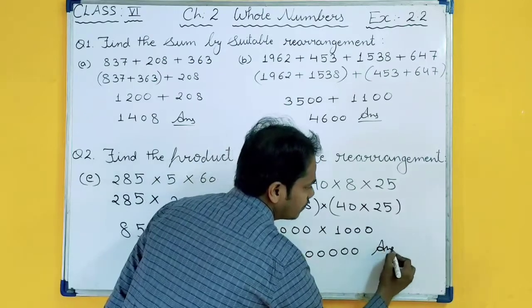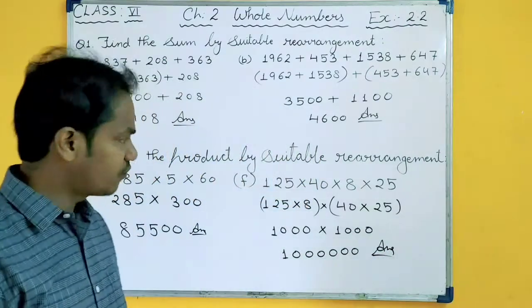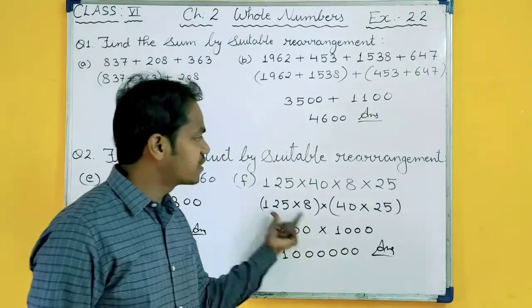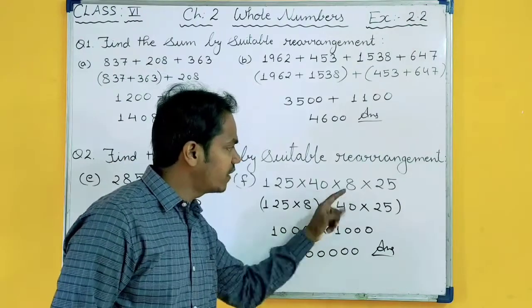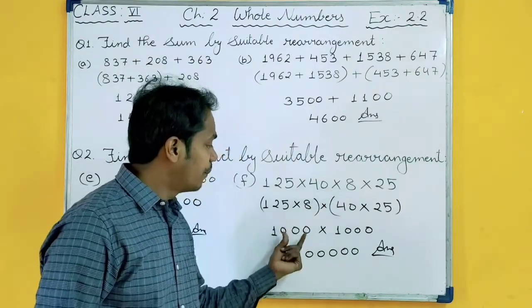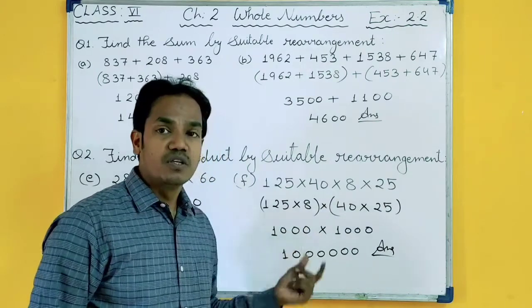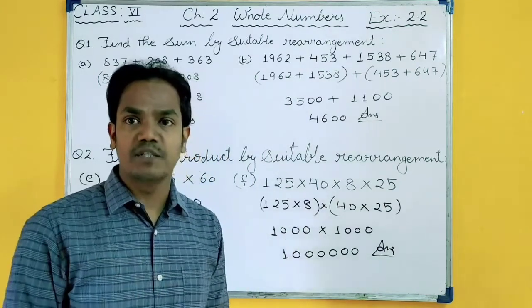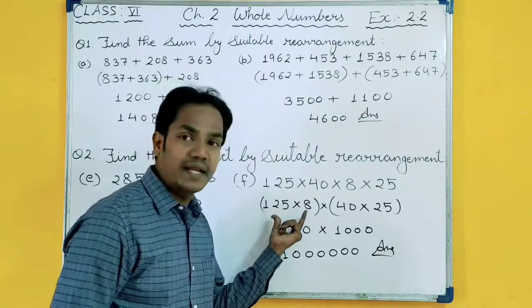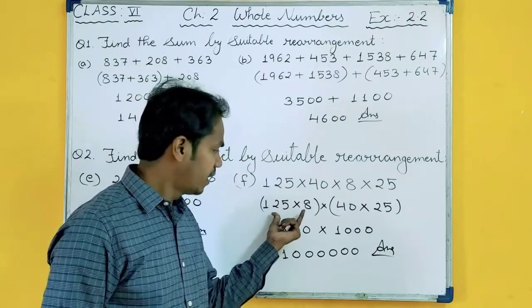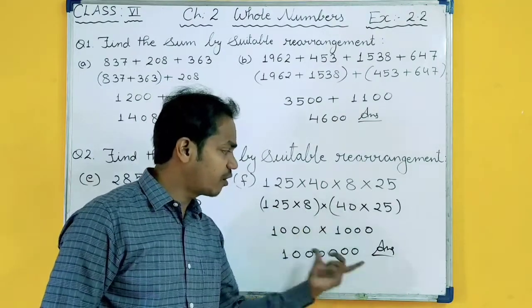This is your solution for this question. This is the suitable arrangement. Here also you will get 0, 40 multiplied by 8. But here you are getting the maximum zeros. So the place where you get the maximum zeros is the right suitable pair. Okay, so this is a suitable pair for your question.